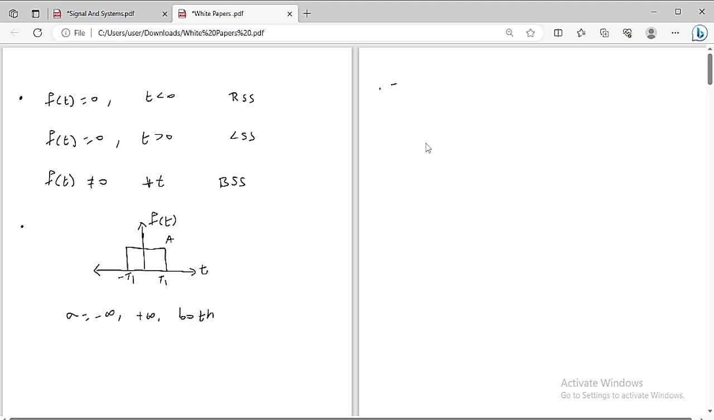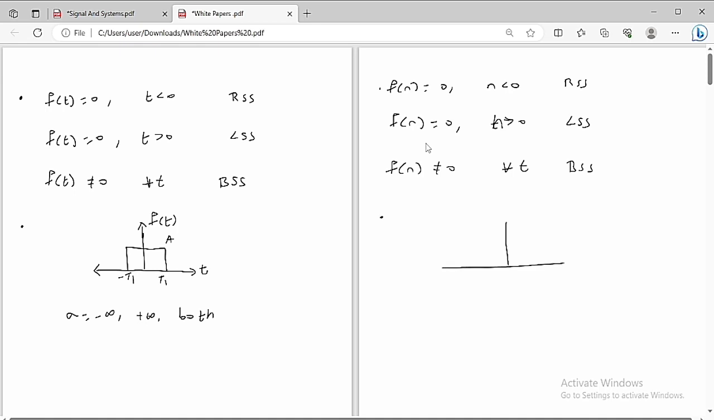So I already told you, when f of n is equal to 0 for n less than 0, this is called a right-sided signal. If f of n is equal to 0 for n greater than 0, it is called a left-sided signal. If f of n is not equal to 0 for all n, then we say it is a both-sided signal. Suppose you take another signal like this, so you can see this is a signal f of n.